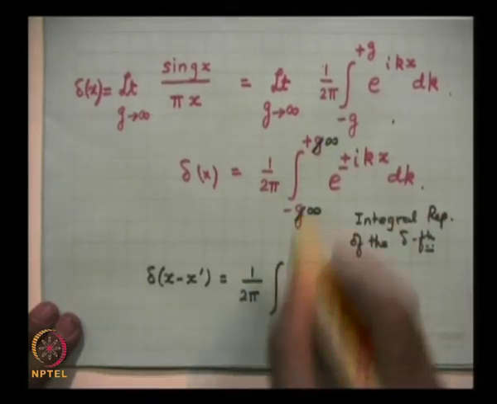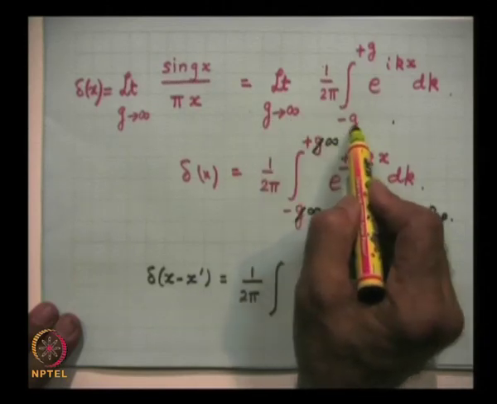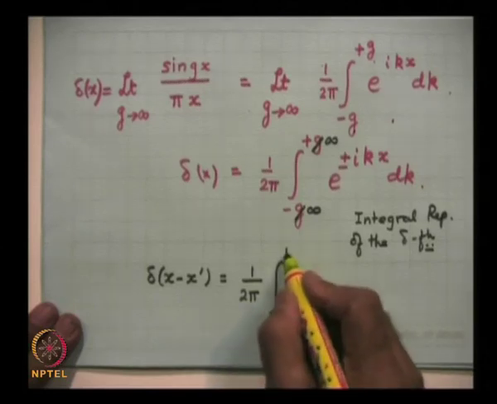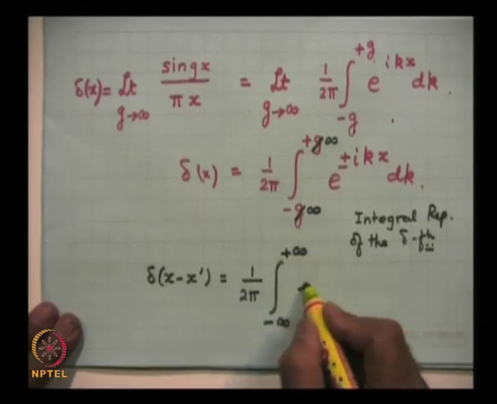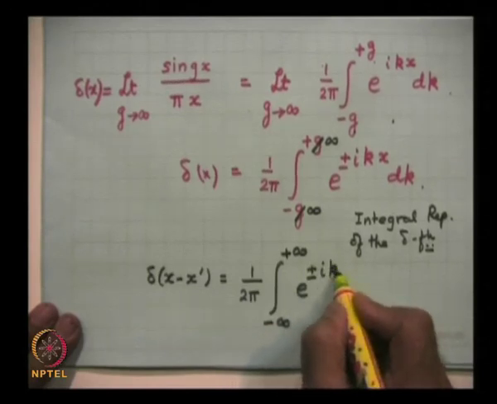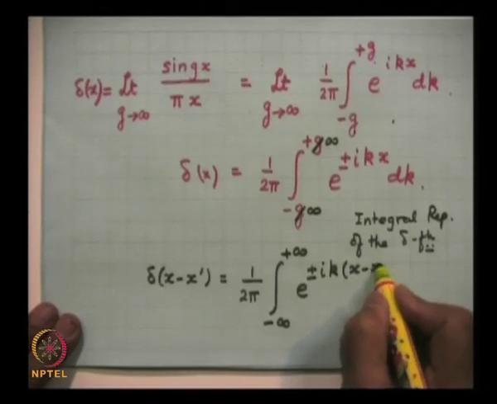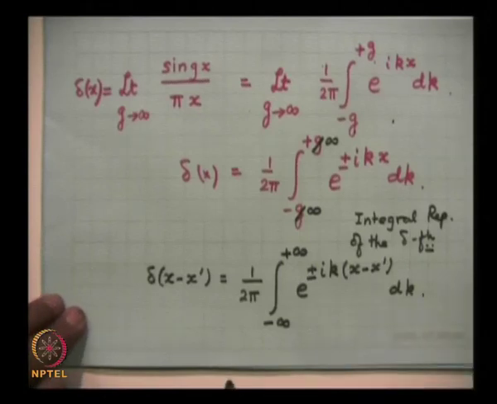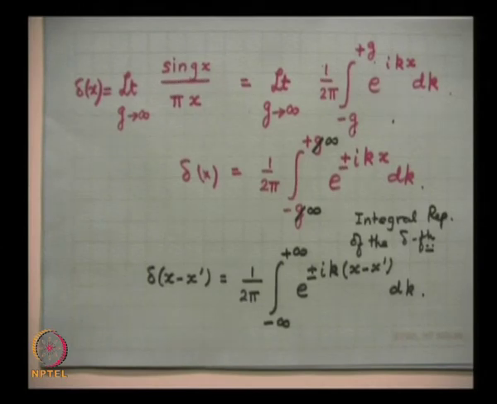So, if I make g tend to infinity, this becomes minus infinity to plus infinity. So I should have included that: the integral from minus infinity to plus infinity of e to the power of either a plus sign or a minus sign, it does not really matter, either one, e to the power of i k (x minus x prime) dk. This equation is an extremely important equation. It is known as the integral representation of the Dirac delta function.